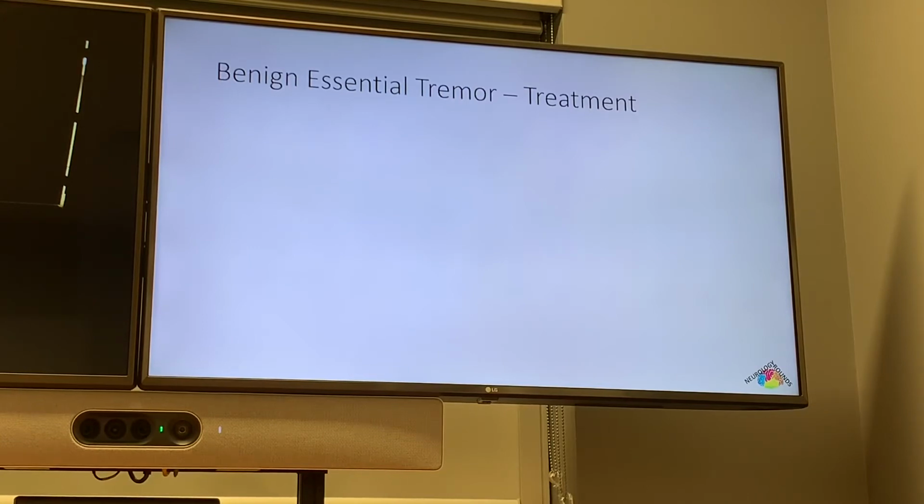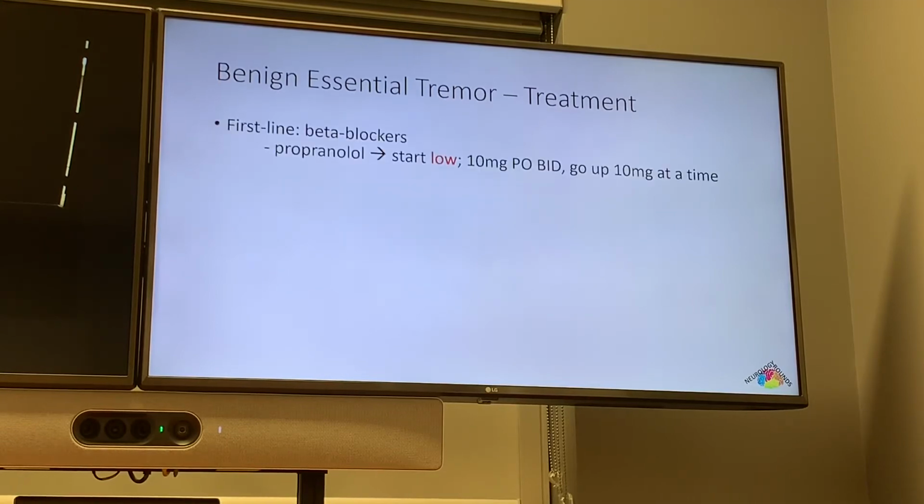doctors are going to be doing this the most. We, as neurologists, don't really see them all that much. So the first line would be a beta blocker, and the most effective one for tremor is propranolol. So I've seen some people started on metoprolol for benign essential tremor, but it's not nearly as effective and actually has more cardio-selective properties. So the rule here is you would start very slow and very low. So start at 10 milligrams PO BID, and if needed, you can go up 10 milligrams at a time.